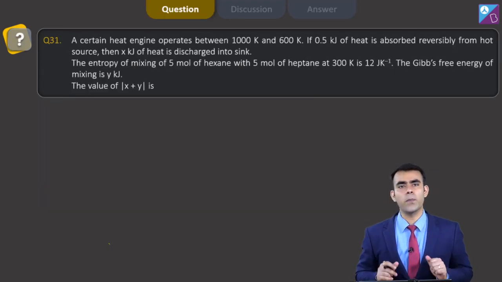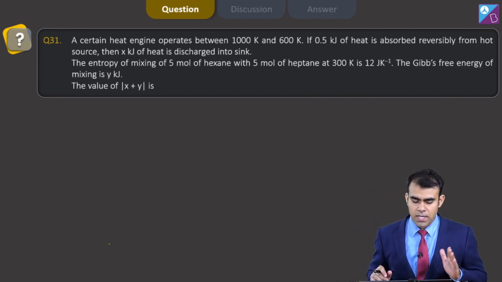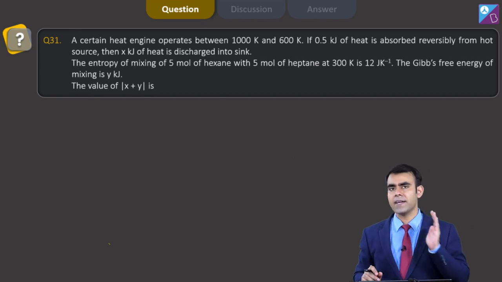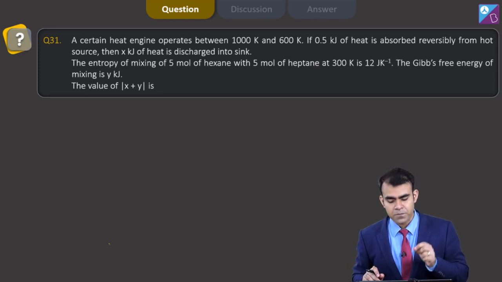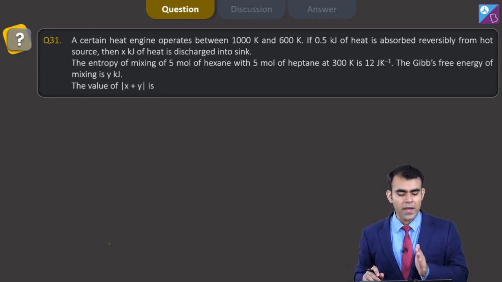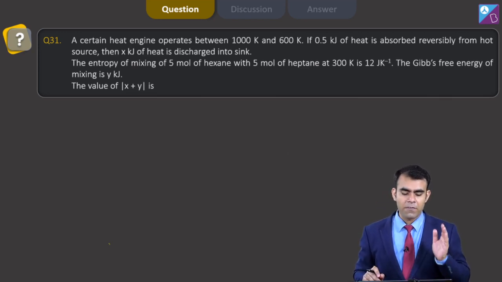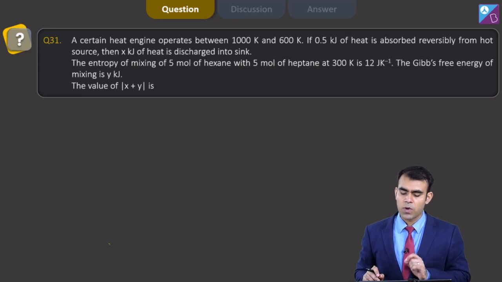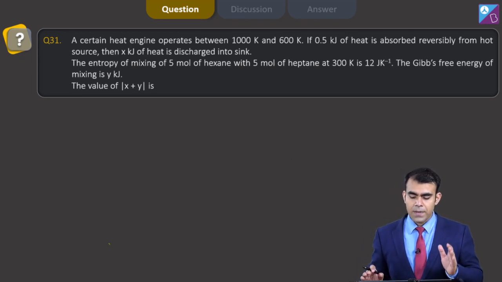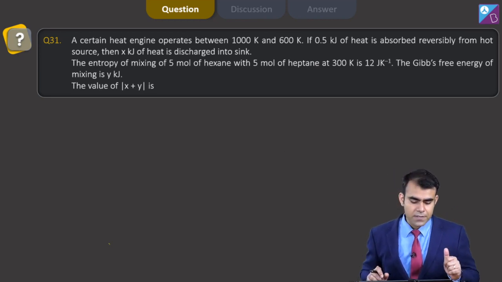Now moving on to numerical type questions. The first numerical question is question number 31. It says a certain heat engine operates between 1000 Kelvin and 600 Kelvin. If 0.5 kilojoule of heat is absorbed reversibly from the hot source, then X kilojoule of heat is discharged into the sink. The entropy of mixing of 5 mole of hexane with 5 mole of heptane at 300 Kelvin is 12 joule per Kelvin. The Gibbs free energy of mixing is Y kilojoule. The value of modulus of X plus Y is.